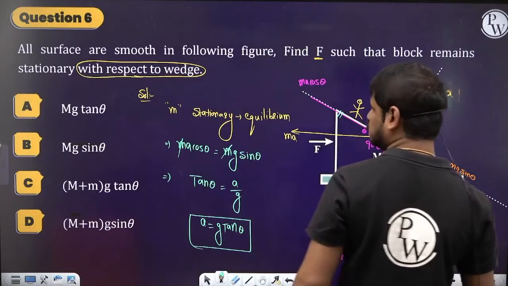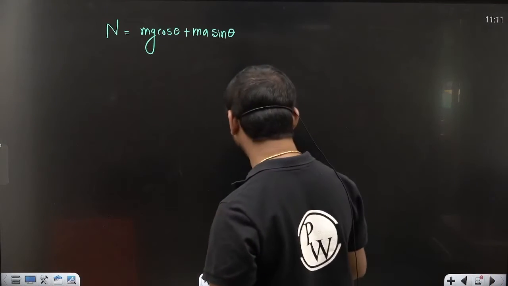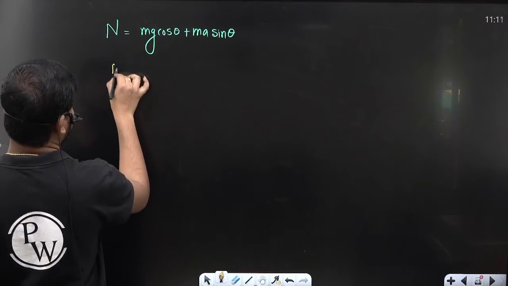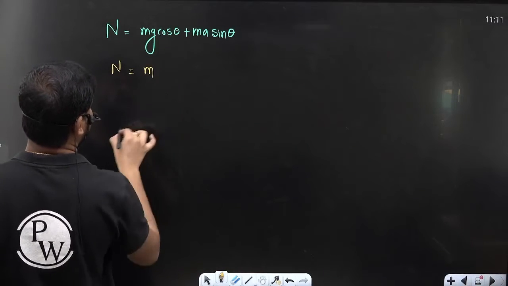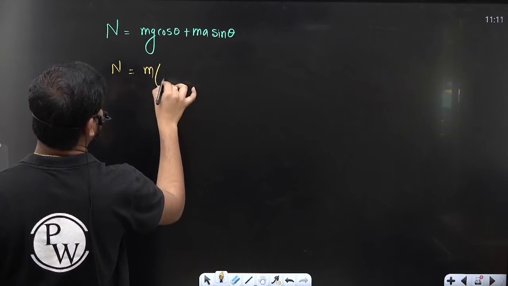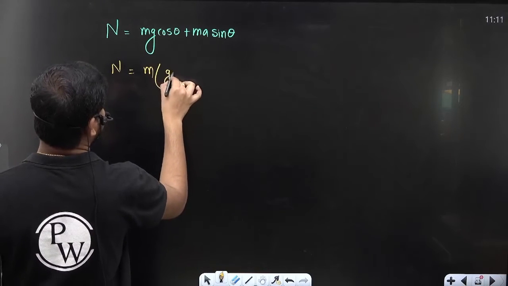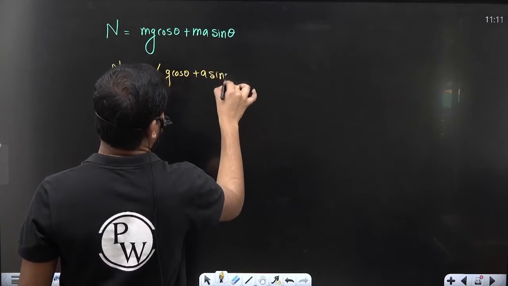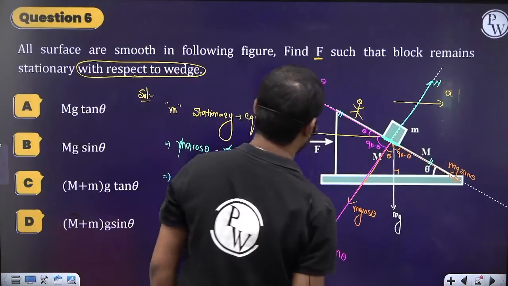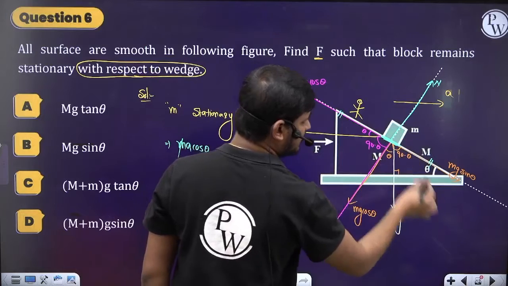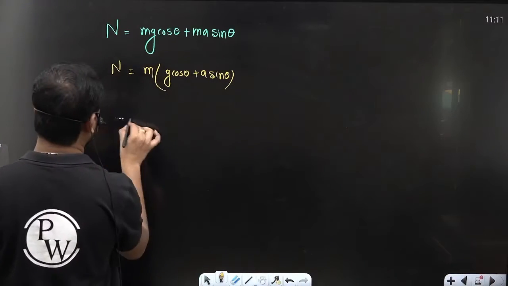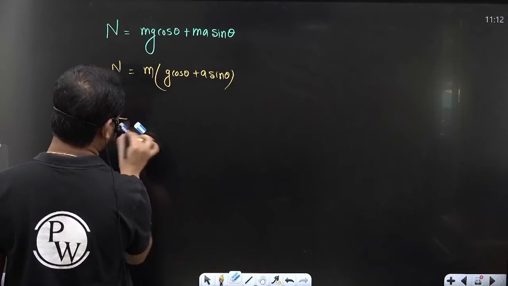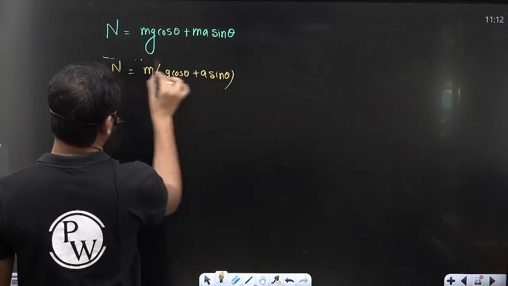Okay, fine. So the force is equal to, let's apply Newton's second law. We don't need the normal, I guess. Let's suppose this is N, take m as common. So this is g cos theta plus a sin theta, right? So what is the force formula? Let's apply the force formula on this. The force is equal to mass into acceleration. The net force is equal to net mass into acceleration.